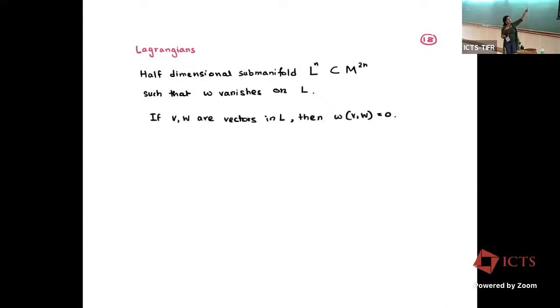So what is it? If V and W are vectors in that submanifold, sitting along my submanifold, then the omega product is 0. Just this much condition turns out to give you very strict conditions on what this Lagrangian submanifold can be. So such a thing is called a Lagrangian.